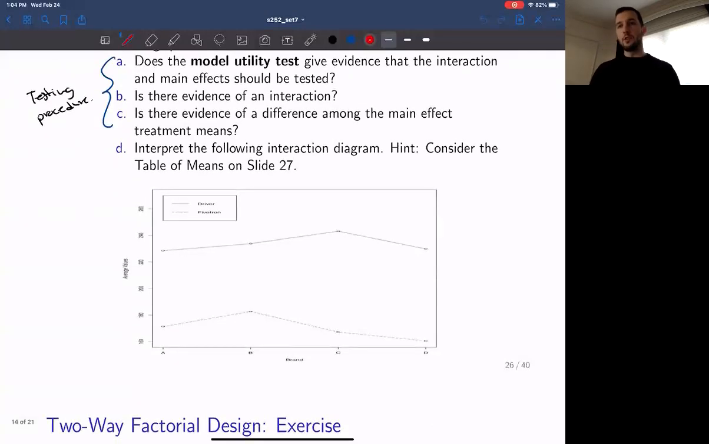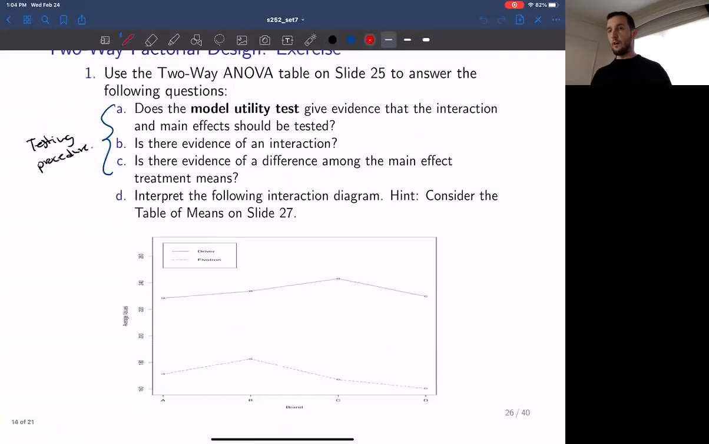When we utilize a two-way ANOVA, we have a testing procedure that starts with what is called a model utility test. You can think of the model utility test as a general test of the entire system that we use as a pre-check to determine if there's any evidence that there is a reason to continue with the other, more general F-tests that we have seen in the past. So for the golf ball data, question A asks us to perform this model utility test.